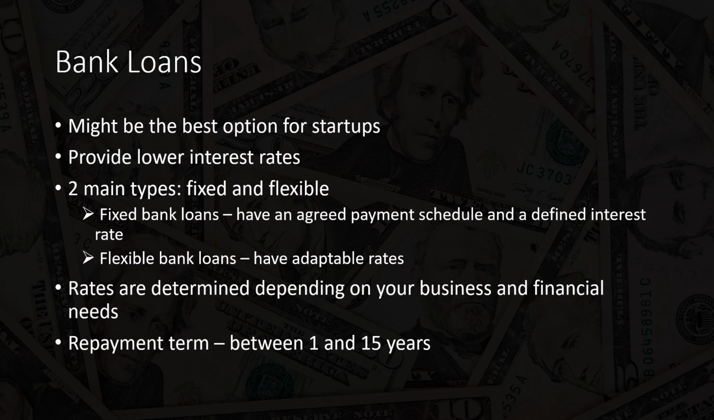Bank loans. If you're just starting out, then this may seem to be the best option for you in securing capital. It's a logical and practical step to take, given that bank loans often have the lowest interest rates. There are two main types of bank loans: fixed and flexible. Fixed bank loans refer to loans that have an agreed payment schedule and a defined interest rate. On the other hand, flexible bank loans are loans that have adaptable rates. The rates are determined depending on your business and financial needs.